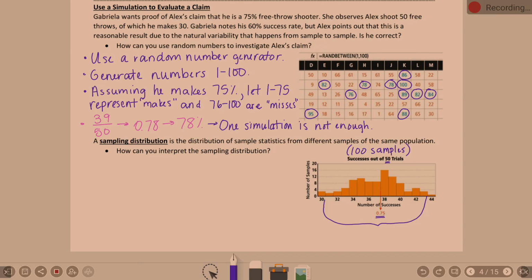31. And what would 31 out of 50 be? 62%. Okay. What's the highest we're looking at then? 43. And what would 43 out of 50 be? 86%. Okay.